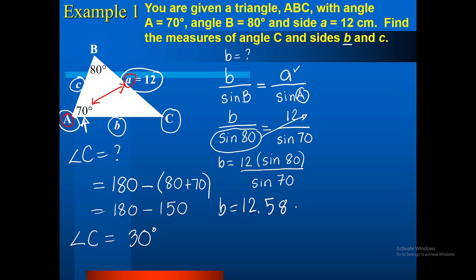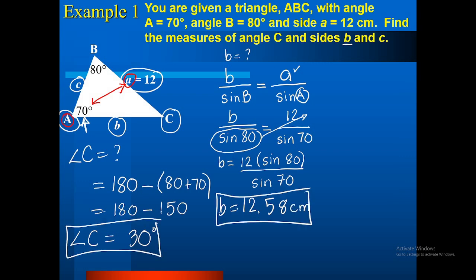So, take note, we have solved C, we have solved B, C is okay, B is okay. Now we look for side C next. This time, since C is what we are looking for, I will use C over sine C is equal to... take note, what is the given side and angle that are opposite each other? Is it A, B, or C? It's A. So meaning I'll be writing A over sine A.